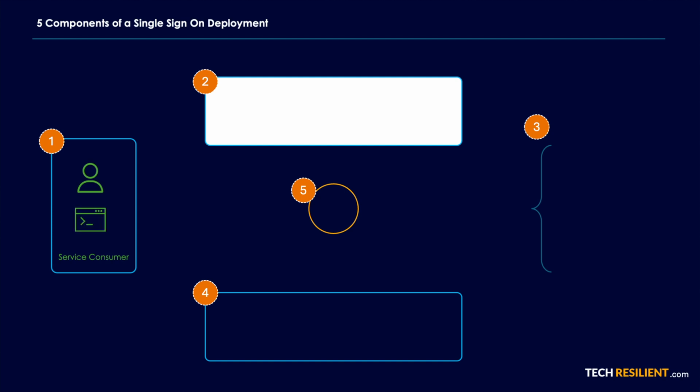So with that, let's see the 5 components of any single sign-on solution. These 5 components are shared across any solution, regardless of what protocol you use or what technology you use. The first component is the service consumer. The service consumer can be a user, an application, service, or a device that is going to connect to and use your SSO integrated applications and services.